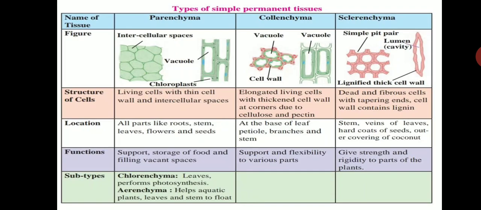Then what is the function of parenchyma? The function of parenchyma tissue is, it gives support, it stores food and fills vacant spaces. Then the function of collenchyma is it supports and gives flexibility to various parts. And the function of sclerenchyma is it provides strength and rigidity to the plant parts.